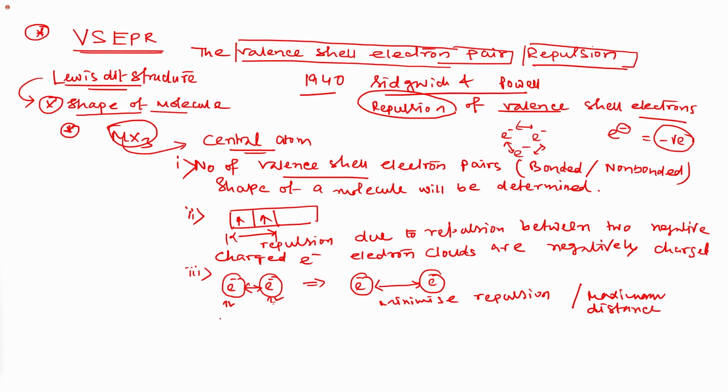But in that situation, if you see maximum repulsion and minimum distance, the two situations are different. In that situation, the distance between these two electron pairs is very less. That's why the repulsion will be very high. So due to this repulsion between these two electron pairs, the distance between them will be high. So that's why it is a maximum distance. When the distance is high, the repulsion between the two electron pairs will be minimum.